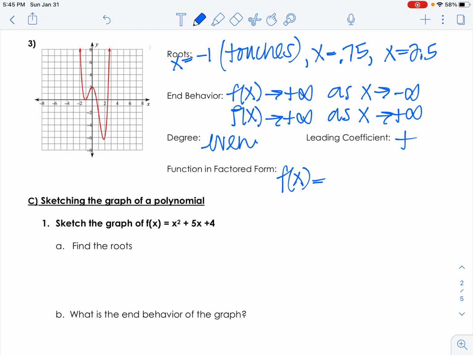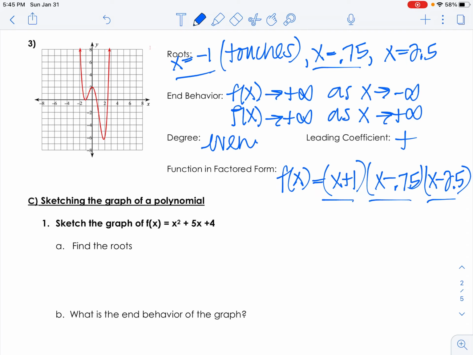So now when I write this in factored form, I know I have x plus 1 for this guy. I know I have x minus 0.75 to get positive 0.75. And I know I have x minus 2.5 to get that guy. Now because it just touched, I must have an even exponent at x plus 1. Right now I have an odd number of factors. I have 1, 2, 3. But if I add an exponent of 2 there, that would count twice. So I have 1, 2, 3, 4 total, which makes my degree even.